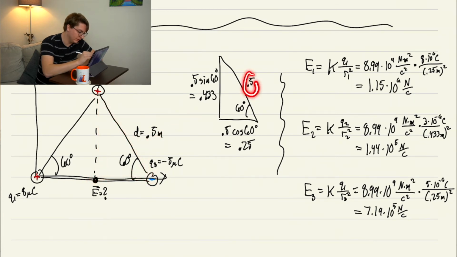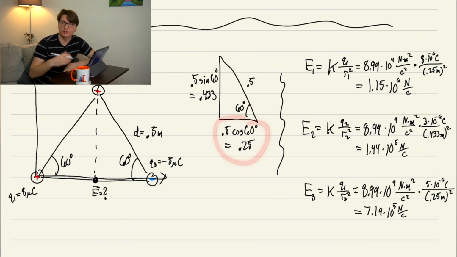We know that this distance is 0.5, and we know that this angle is 60 degrees. Like before, we know that's halfway, and we can put that in our trigonometry. You can use SOHCAHTOA: 0.5 times cosine of 60 gives us half of it.